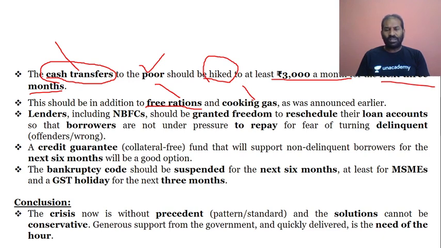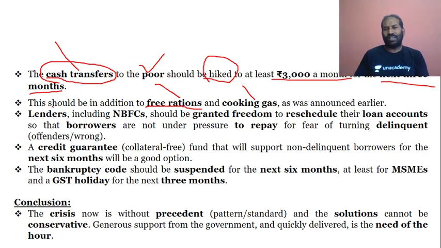Ujjwala Yojana, Pradhan Mantri Ujjwala Yojana. Under the scheme, cooking gas can be delivered free of cost to the vulnerable or the poor section, at least for another 2 to 3 months. So that is a measure of how we can try to contain the economic crisis.